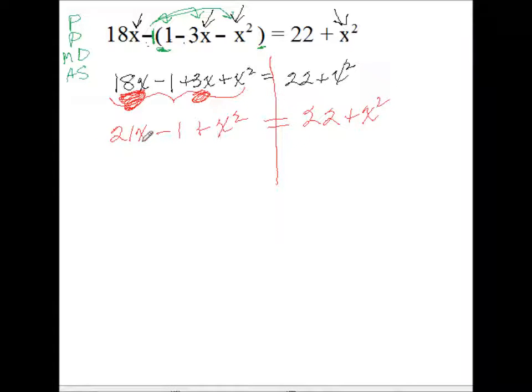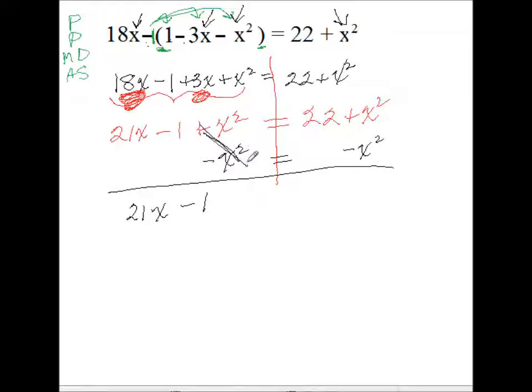Now we see we have no cleaning up to do on this side. Well, we could put them in a different order. No cleaning up to do on this side, but we need to get things together. So what we do to one side, we have to do to the other. So let's deal with the x squared. We have an x squared on both sides, so if we subtract an x squared from this side, we have to subtract an x squared from this side, keeping our balance the same. Let's see what happens. We get 21x minus 1, these guys kill each other off, equals 22.